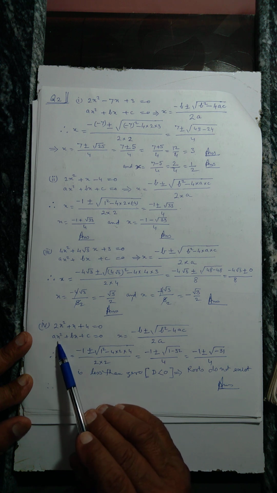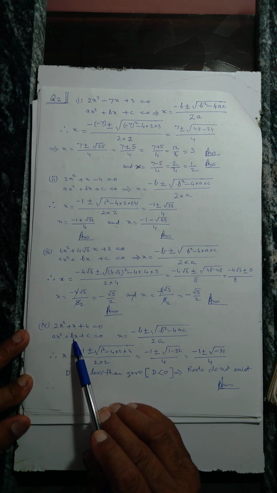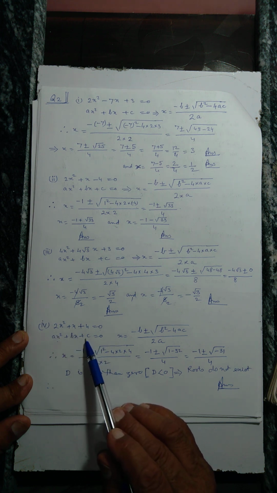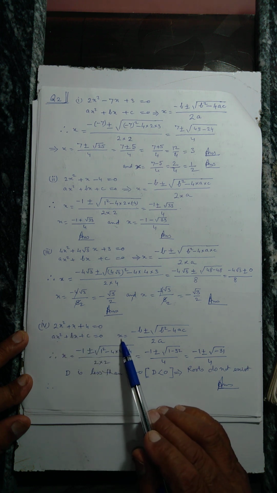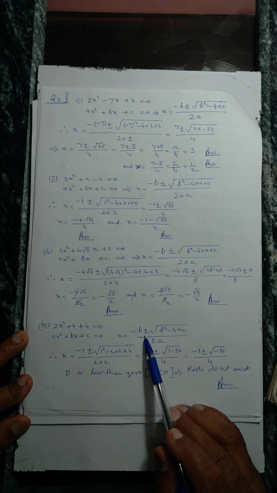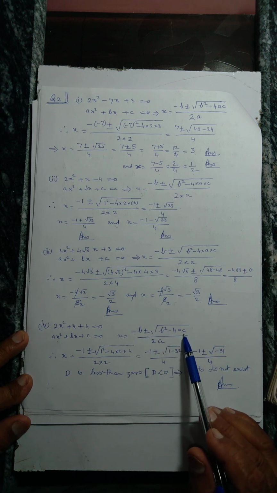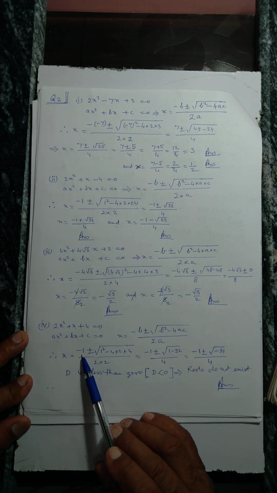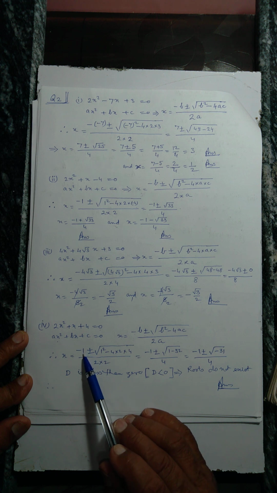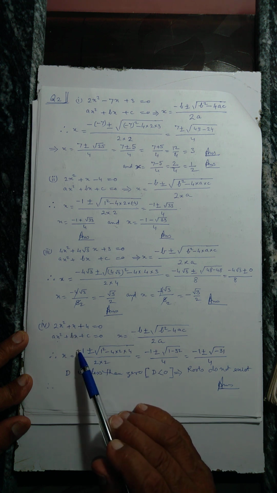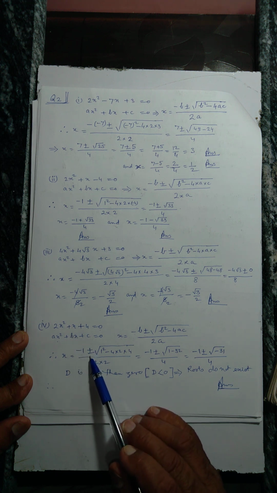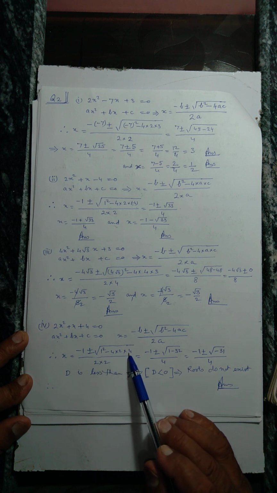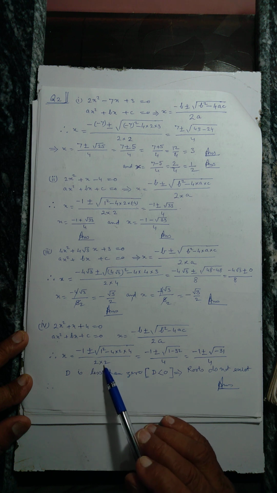I have written the standard form again here: ax square plus bx plus c equal to 0. So a is equal to 2, b is equal to 1, c is equal to 4. x is equal to minus b plus minus root b square minus 4ac upon 2a. So x will be equal to minus 1, since here b is 1. So minus 1 plus minus root of 1 square minus 4 into 2 into 4 whole divided by 2 into 2.